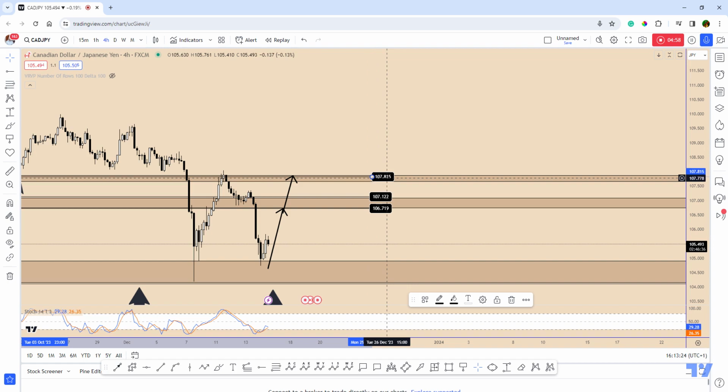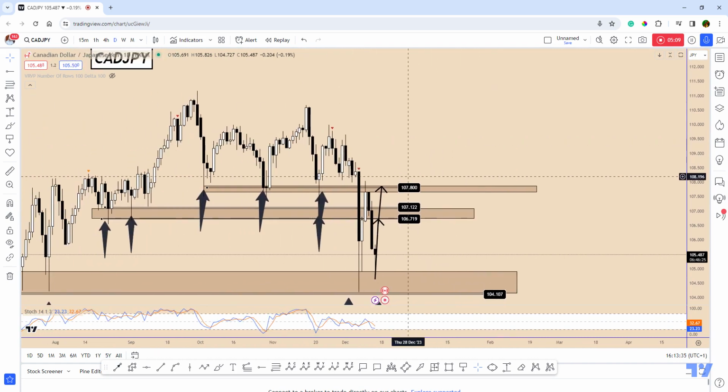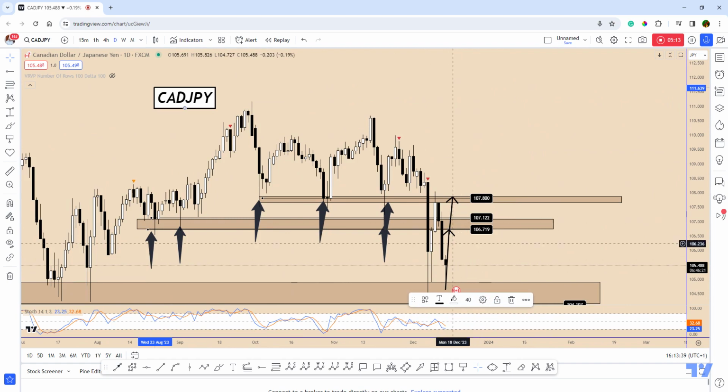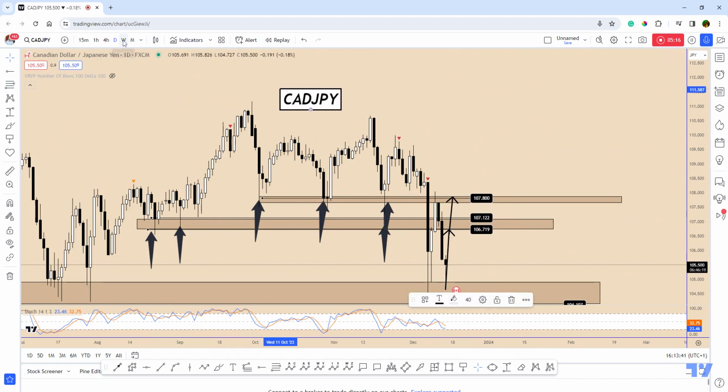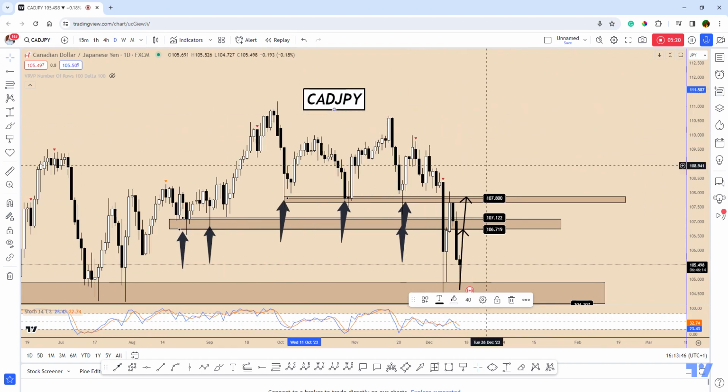So overall, we have a combination of both the structure analysis and the breakdown of a multi-time frame analysis. So let's see how it will develop during these moments. This is the overall picture that we are looking at for Canadian dollar and yen.